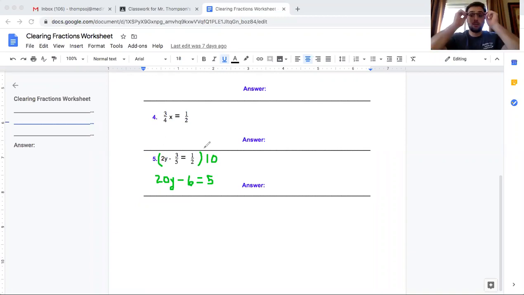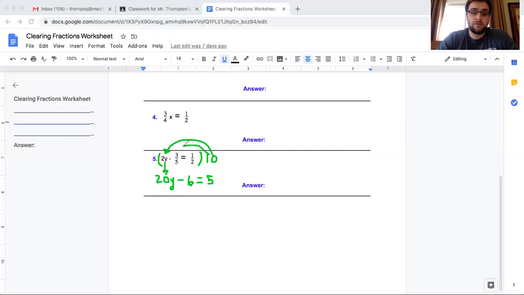Now, when I say I'm multiplying the entire equation by 10, that includes 2y. We're not only multiplying the fractions, you're also multiplying your whole numbers as well. Okay, so I got a couple questions on that. Now, how am I supposed to go about doing this? Well, you just do 10 times 2, which would give me 20y.